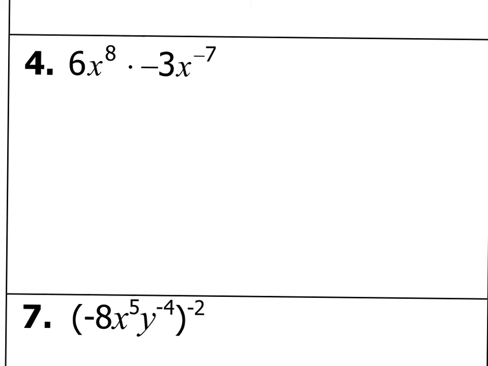Here on number 4, notice that we have two coefficients. The coefficients are 6 and negative 3. And then we have x to the power of 8 and x to the power of negative 7. So before I flip and move an exponent to the bottom, one thing I want to pay attention to is that I have coefficients that are both next to the variable x. So I'm going to multiply those coefficients and get negative 18.